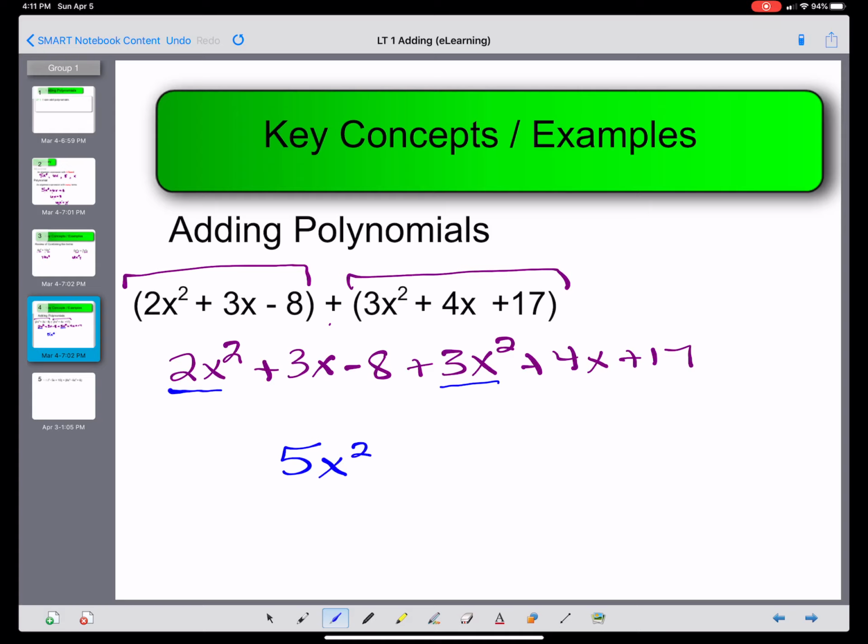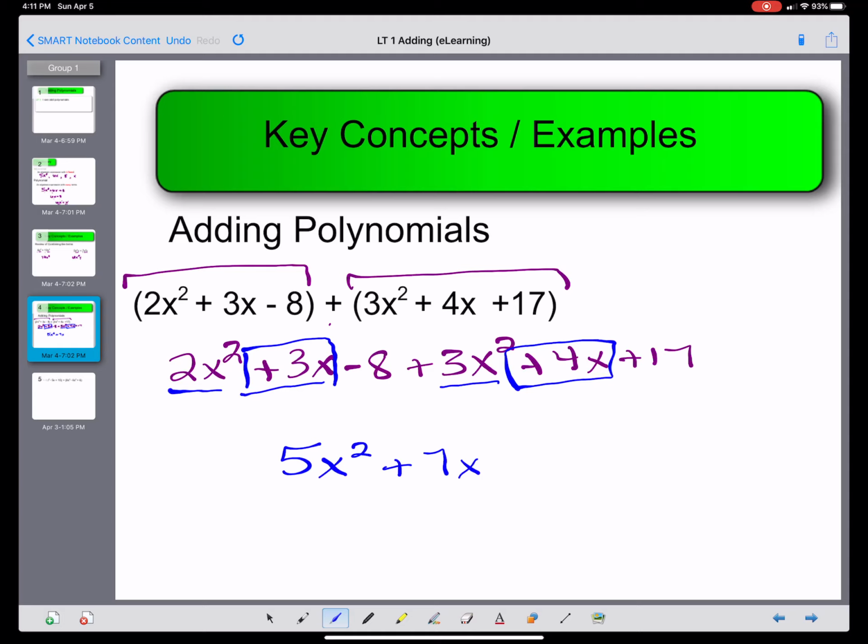Okay, let's move to the next one. I have this plus 3x. I'm going to look for anything else that has just an x, and obviously with a coefficient. If you notice, this piece has a 4x. These are like terms. Add the coefficients. 3 plus 4 is 7x.